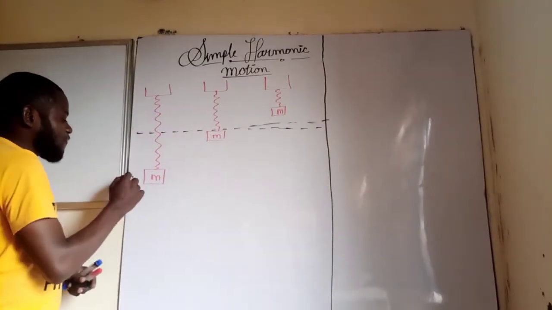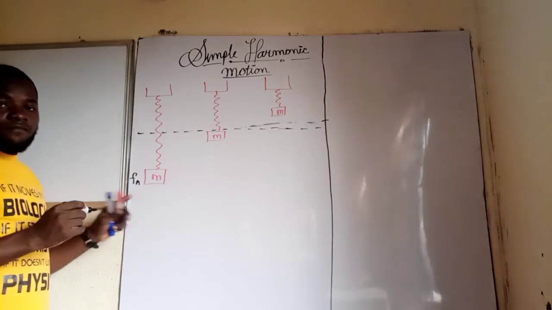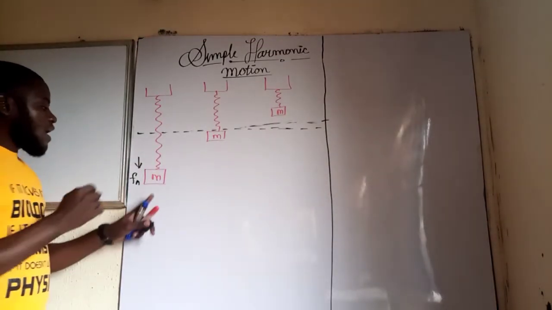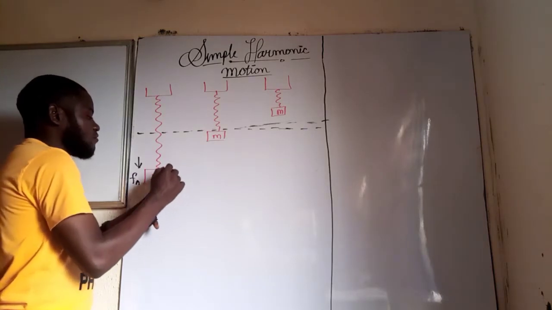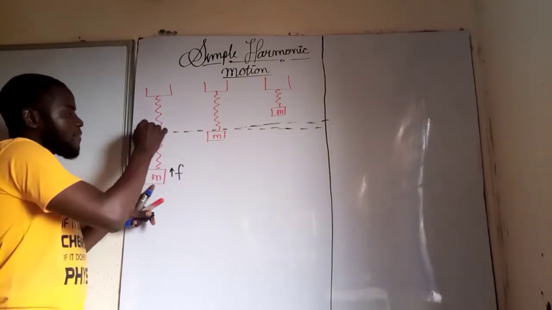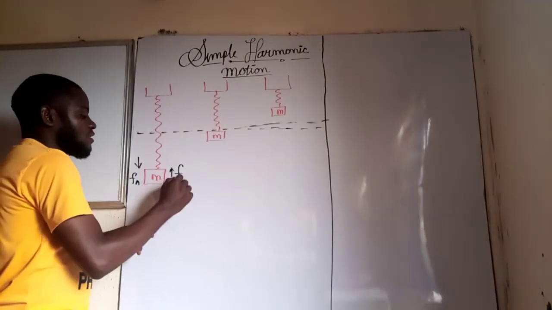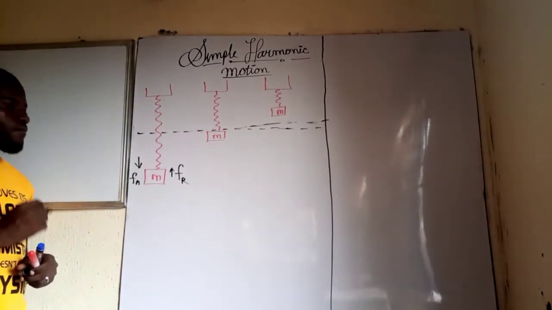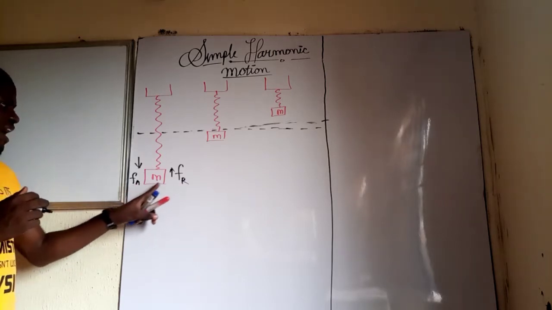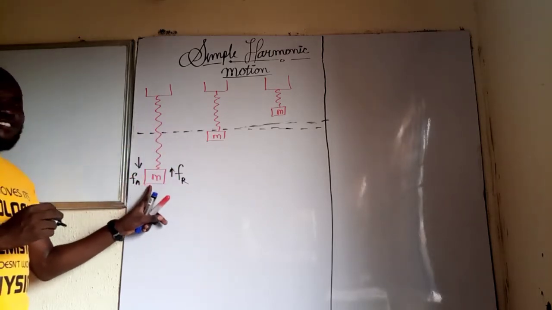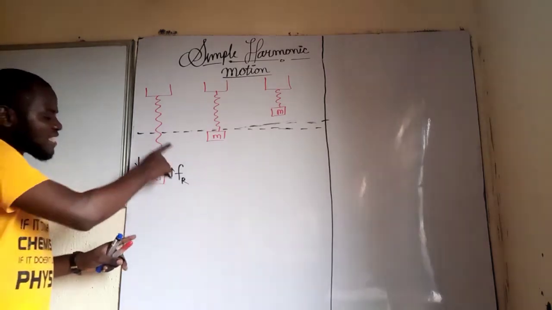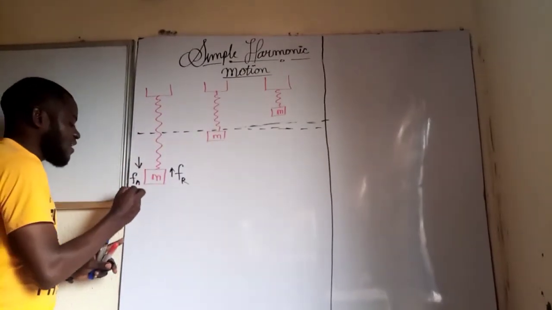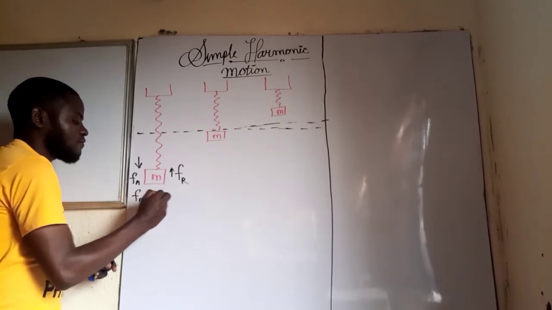when I apply force Fa to this body, the force is pointing downward, and a force is ready to take the body back to the equilibrium position. That force is the restoring force. Now watch, at this time that I'm yet to release this body, the total force on this system, that is the net force on the system, is 0.